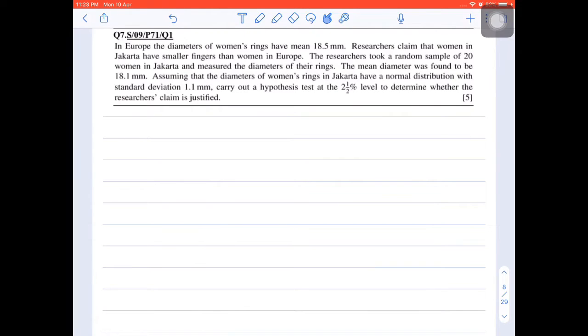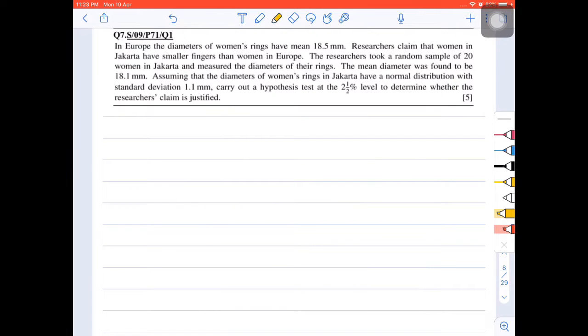Researchers claim that the women in Jakarta have smaller fingers than women in Europe. The researcher took a random sample of 20 women in Jakarta and measured the diameter of their rings. The mean diameter was found to be 18.1 millimeter, assuming that the diameter of women's rings in Jakarta has a normal distribution with standard deviation 1.1 millimeter. Carry out a hypothesis test at the 2.5% level to determine whether the researcher's claim is justified.